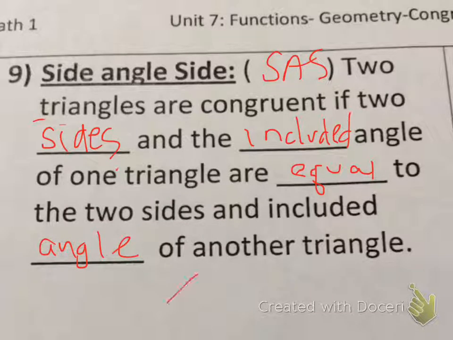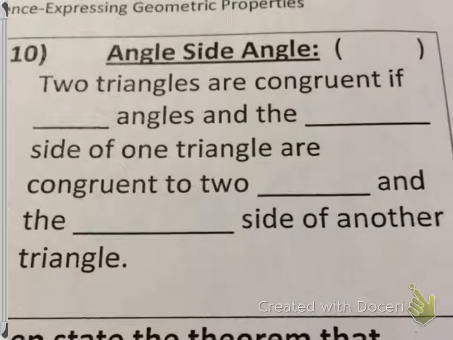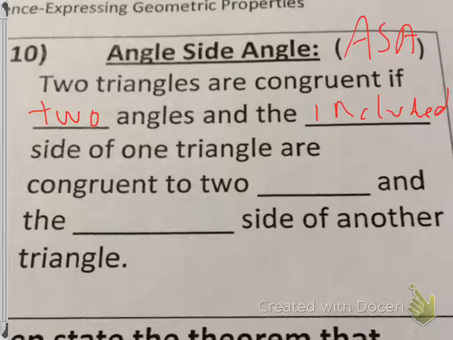So we're looking for side, side, side, or side, angle, side, which would be a side, an angle, and a side. It would have to be congruent to a side, an angle, and a side. So the included angle it has to be. The next rule is angle, side, angle, so ASA. That's when two triangles are congruent if two angles and the included side of one triangle are congruent to two angles and the included side of a second triangle.